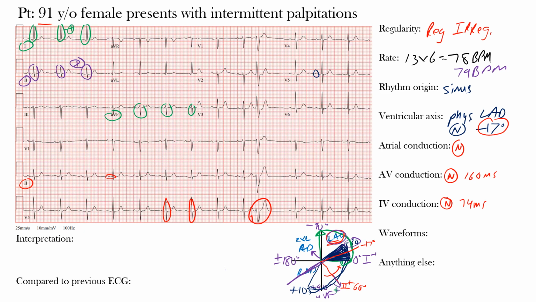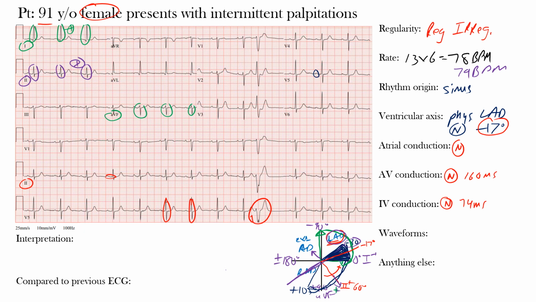And lastly, with the waveforms, we have the QT interval, which here is within normal limits. The QTc interval was measured to be 405 milliseconds. Remember, normal QTc interval in males is less than 440 milliseconds, and in females, which we're dealing with here, is less than 460 milliseconds. So we have a normal QTc interval, so there are no major waveform abnormalities.